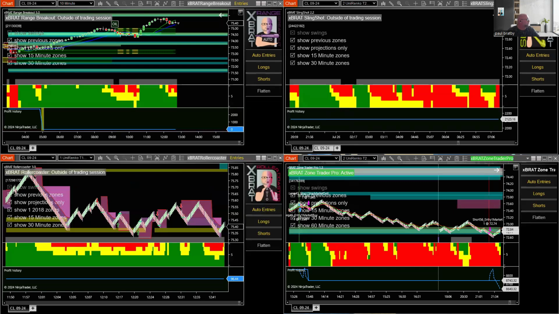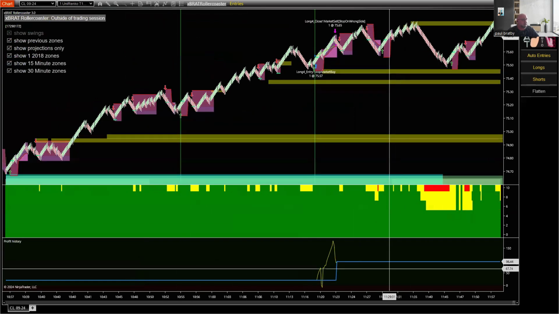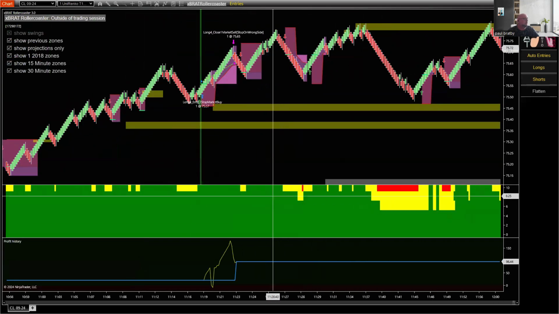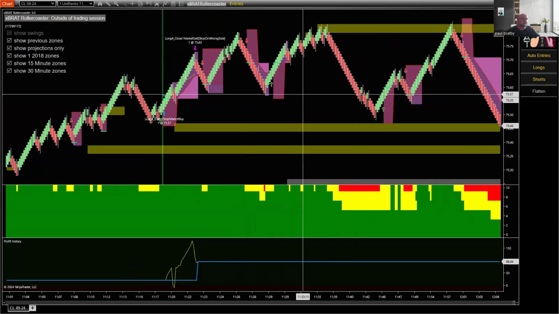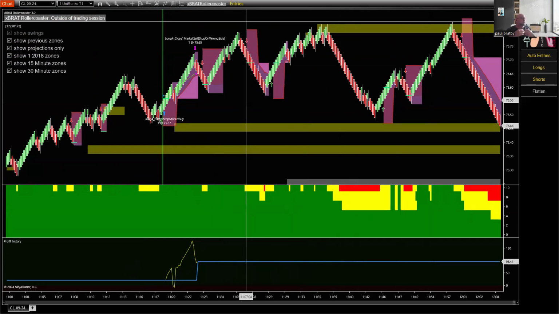Now, let's go to Zone Trader Pro. In fact, let's go to roller coaster. This is a roller coaster trade today. In this situation, we have these support and resistance zones. So they're the native. So what we call native is the actual time frame of the chart. This is Unirenko 135.